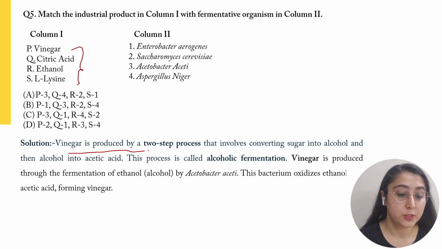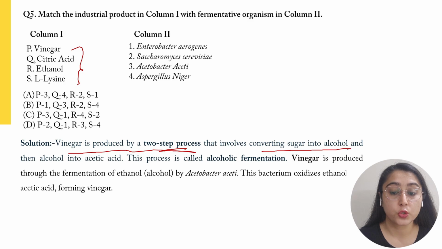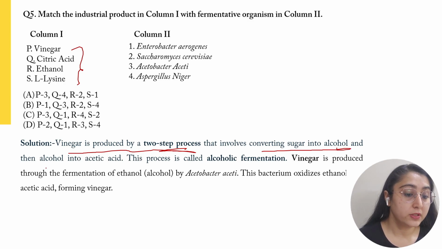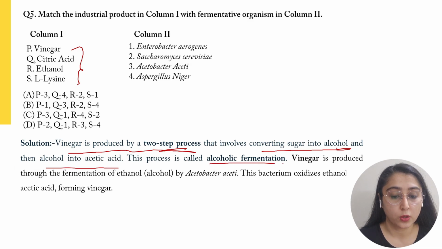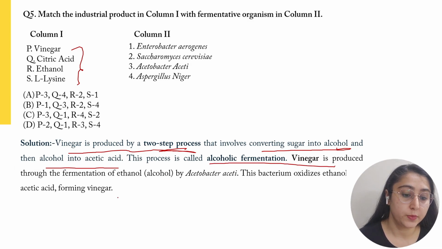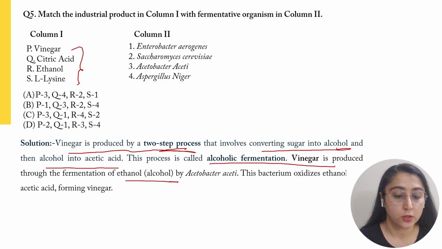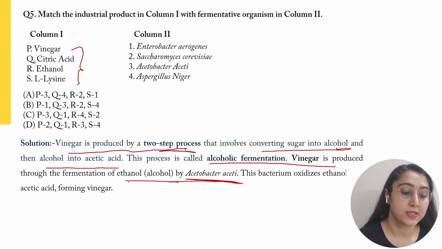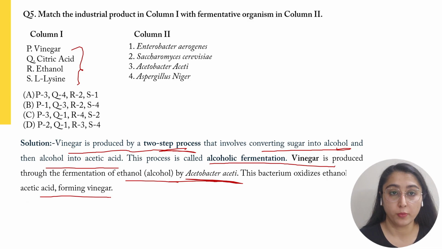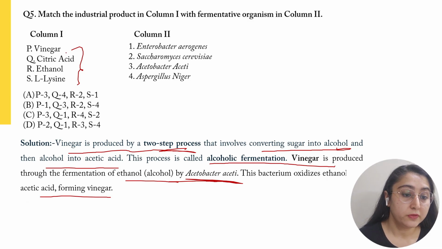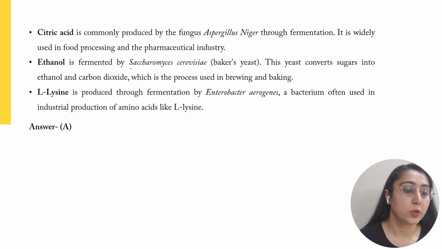So firstly, vinegar is produced by a two-step process wherein the first involves converting sugar into alcohol, and further that alcohol is converted into acetic acid. Now this first process is known as alcoholic fermentation, and vinegar is basically produced through the fermentation of ethanol or alcohol by Acetobacter aceti. This bacterium oxidizes ethanol into acetic acid, forming vinegar. Therefore, with vinegar, the correct option will be Acetobacter aceti. Let's look at other products.